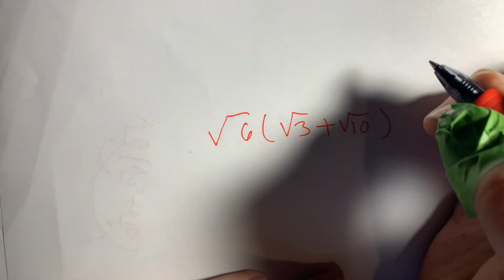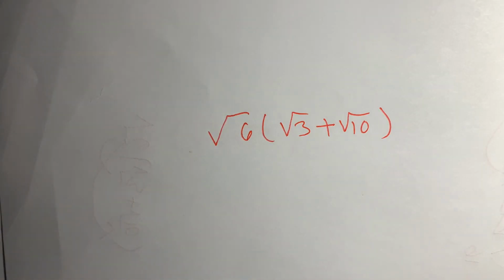Okay, so now we're going to move on to a more complicated question. I wouldn't say it's harder, but I just think there's more steps to it. Okay, so moving on. Number 4 is radical 6 times radical 3 plus radical 10. This problem is basically using the distributive property.